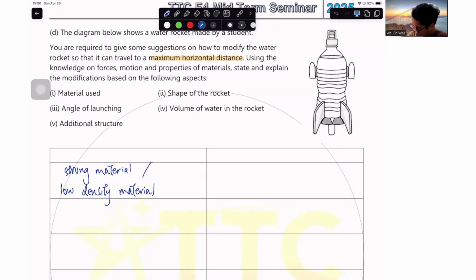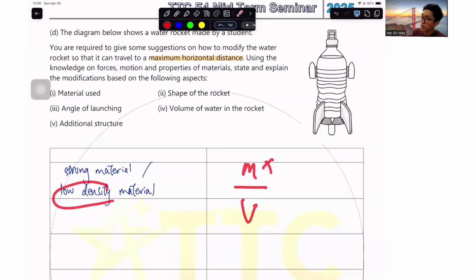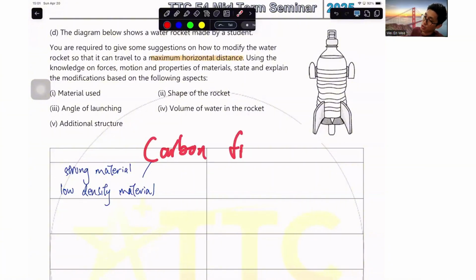So if you put strong, doesn't low density make it not strong? No, because low density actually just means mass and volume. Density is mass and volume. So the strength of the material doesn't depend on these two things. Because we have something like carbon fiber. Carbon fiber is super strong, but it's super light. So it's low density, but it's also very strong.